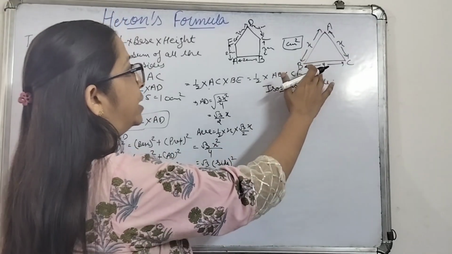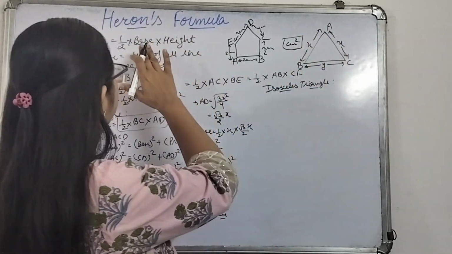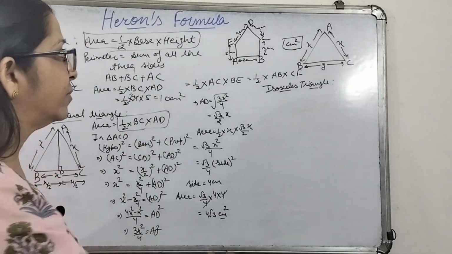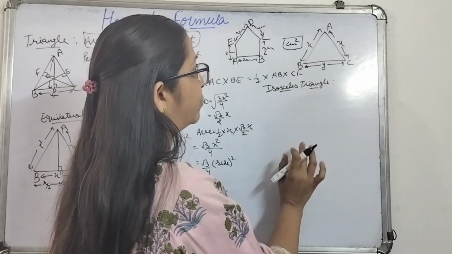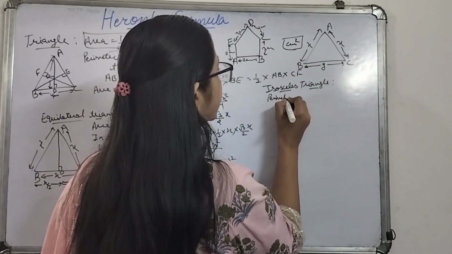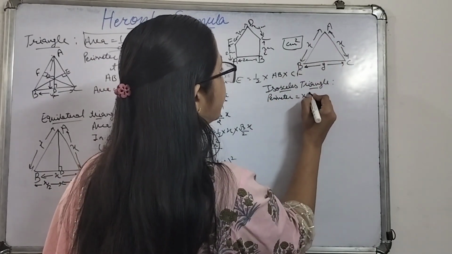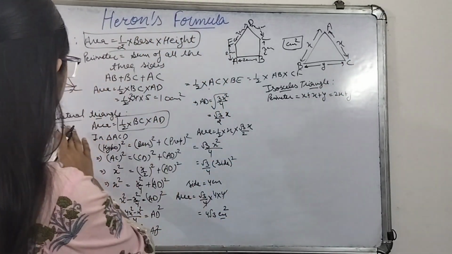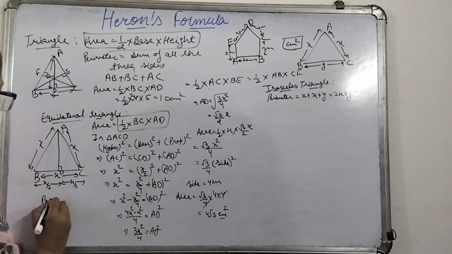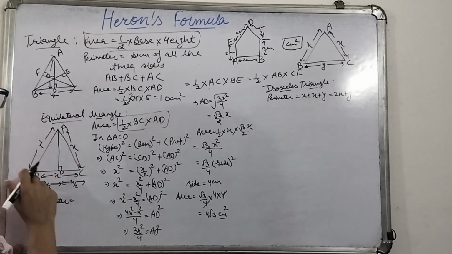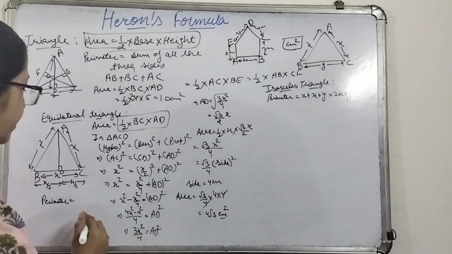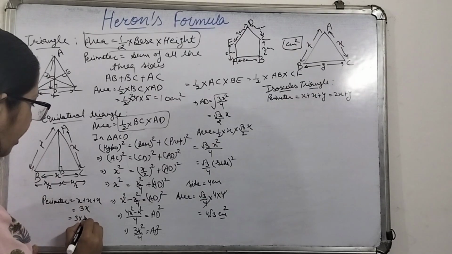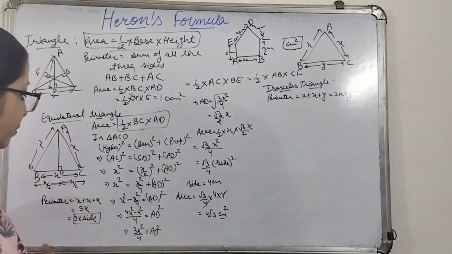We know that the formula for finding the area of any triangle is 1 upon 2 into base into height. Now if we have to find the perimeter of this, the perimeter will be the sum of all three sides, that is x plus x plus y, that is 2x plus y. Similarly, the perimeter of an equilateral triangle will be the sum of all three sides, because all three sides are of equal measurement. So it will be x plus x plus x, or 3x, or 3 multiplied by its side. This will be the perimeter.